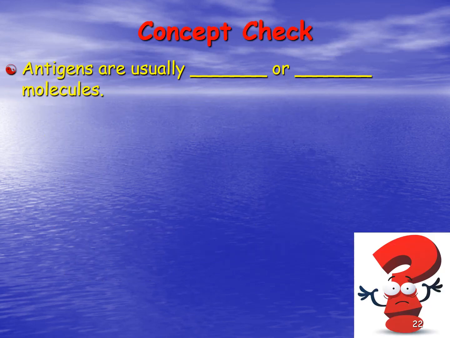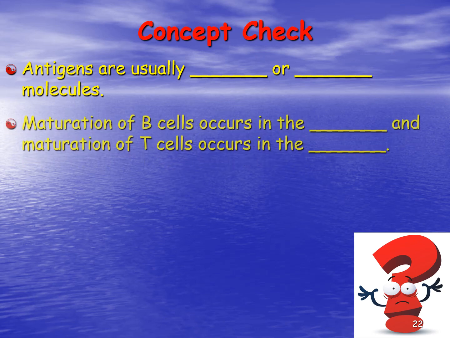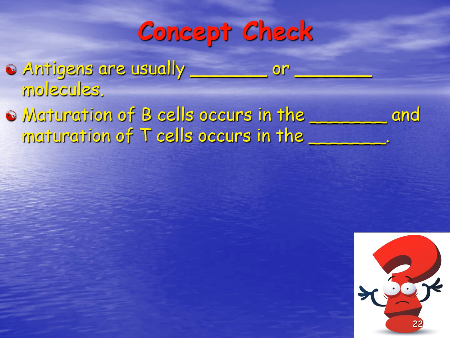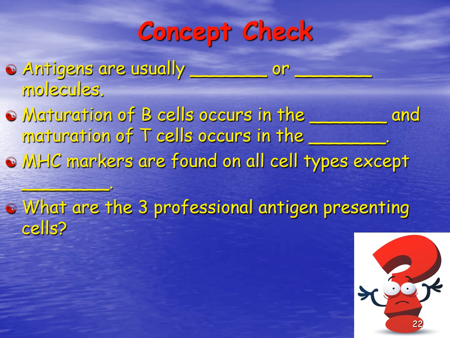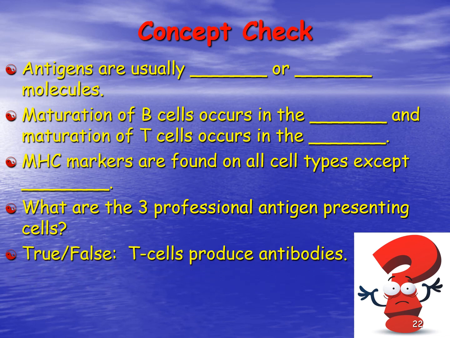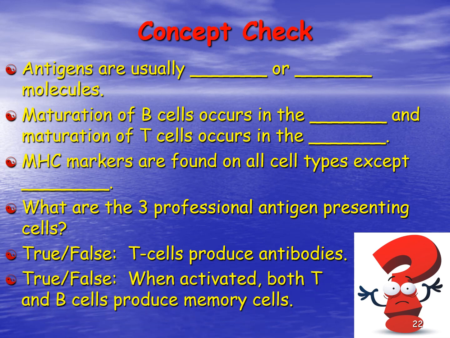So, antigens are usually what type of molecules? Maturation of B cells occurs in the what, and maturation of the T cells occurs where? And where are both of them made? The MHC marker proteins are found on all cell types except for what? And what are the three professional antigen-presenting cells? True or false? T lymphocytes are the ones that produce antibodies. And true or false? When activated, both T and B cells produce memory cells.